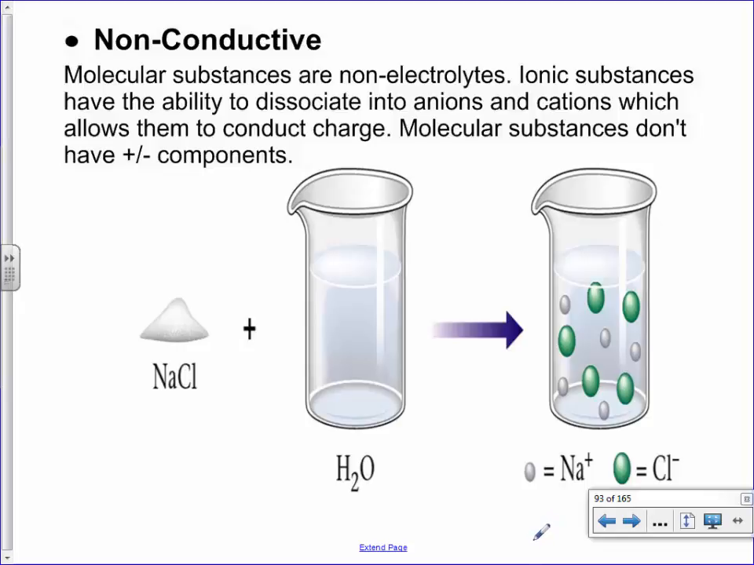And we're actually going to do a test on this in our lab on Wednesday. We actually talk about properties of compounds. Long story short is that if you have ionic substances, they turn into anions and cations, the negatives and the positives.